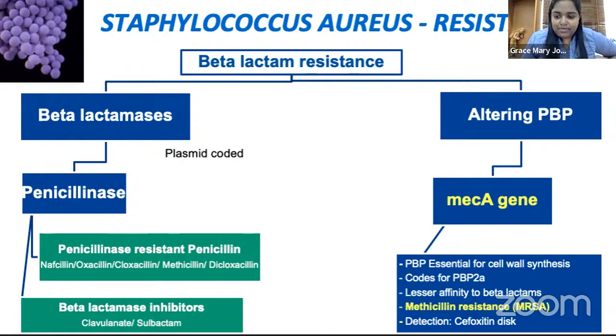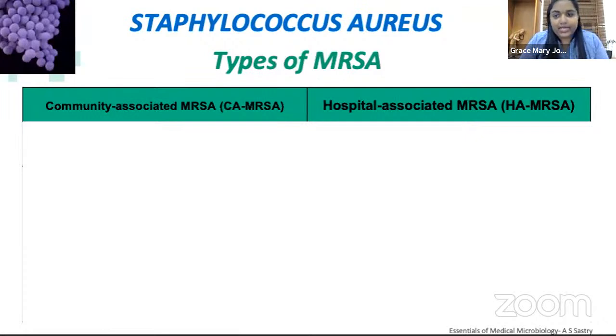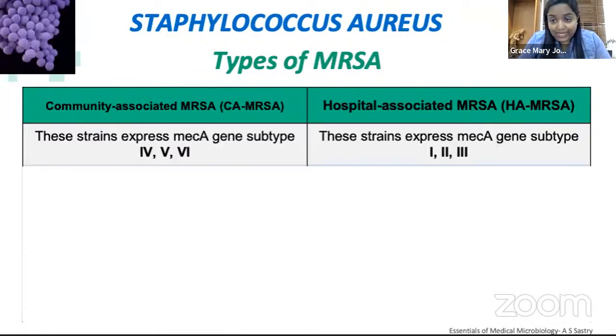And the beta-lactamases are plasmid coded, while the MEK-A is usually chromosomally coded. Now, there are two major types of MRSA. Even though this classification is slowly losing its importance, it is still essential for you to know the types of methicillin resistance. It is community acquired and hospital acquired. For community acquired, the strains express MEK-A types 4, 5, and 6. For hospital acquired, it is types 1, 2, and 3.